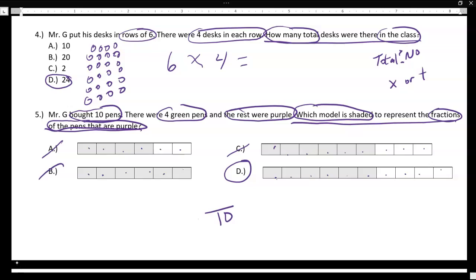Now, if you wanted to make sure, couldn't we count how many pens were purple? Yes. How many pens are purple? 6. 6, because 4 of them were green. So 1, 2, 3, 4, 5, 6. That would be 6 tenths.